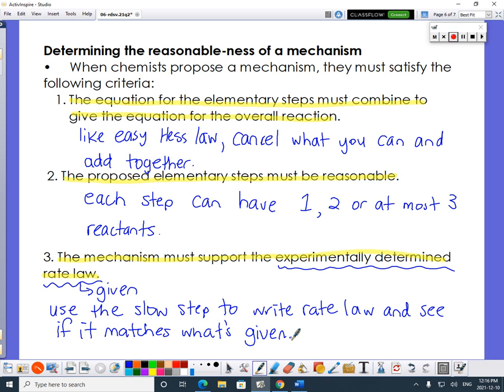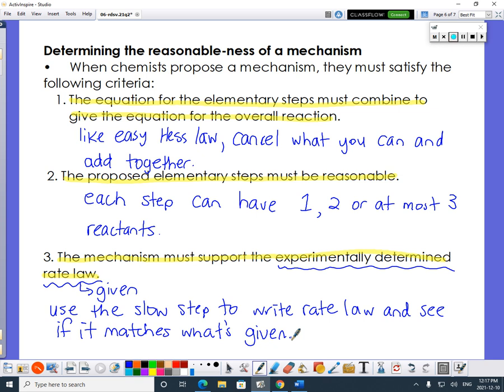All 3 criteria are satisfied, mechanism is reasonable. Criteria 2, not satisfied, mechanism unreasonable. If the question on the test is unreasonable, again, because you're going to get 2 marks for each criteria, go through all 3 and then say yes or no, okay? To get your full 7.